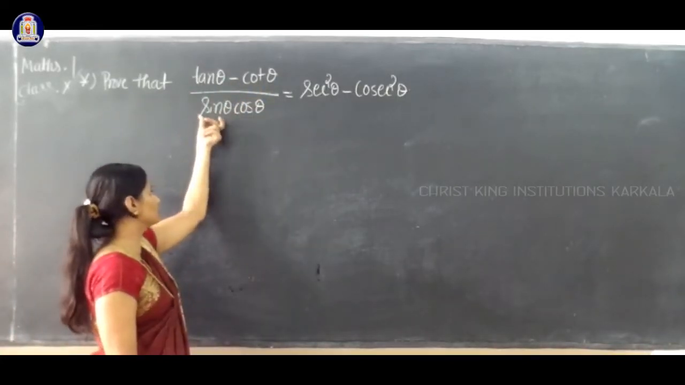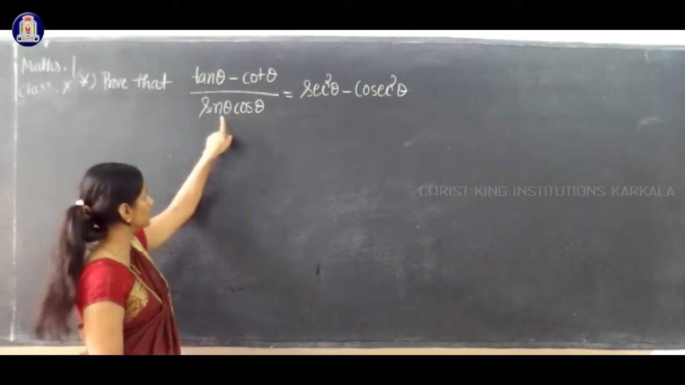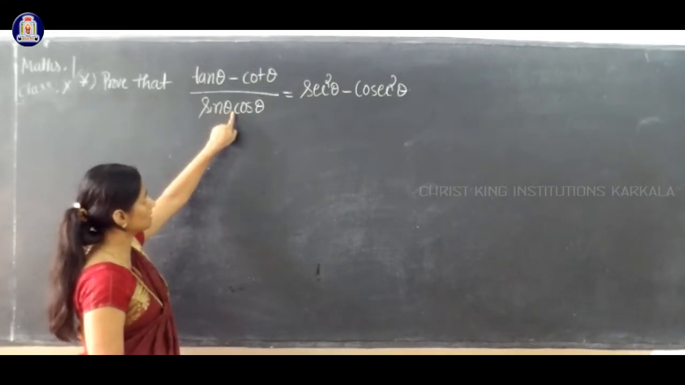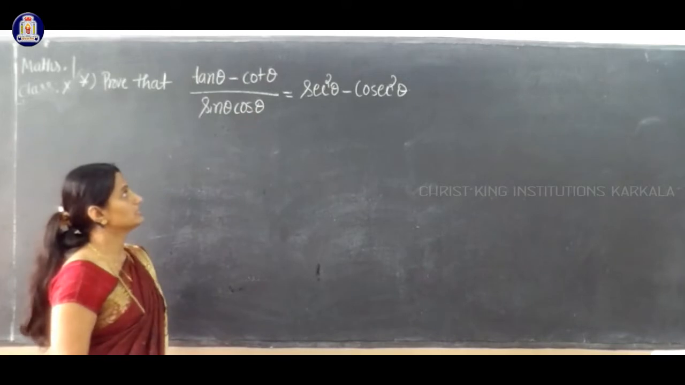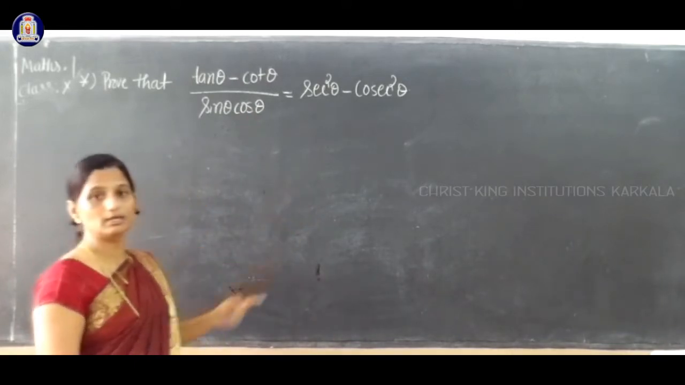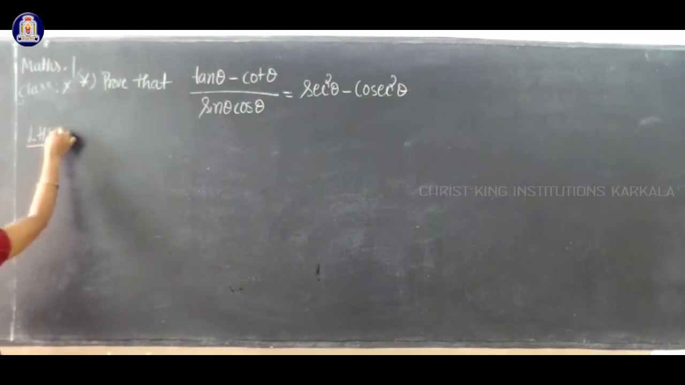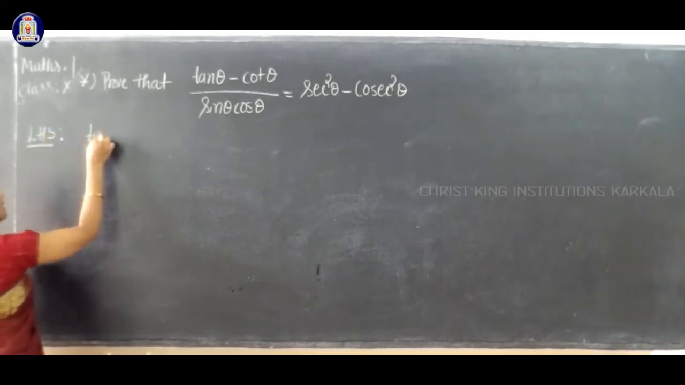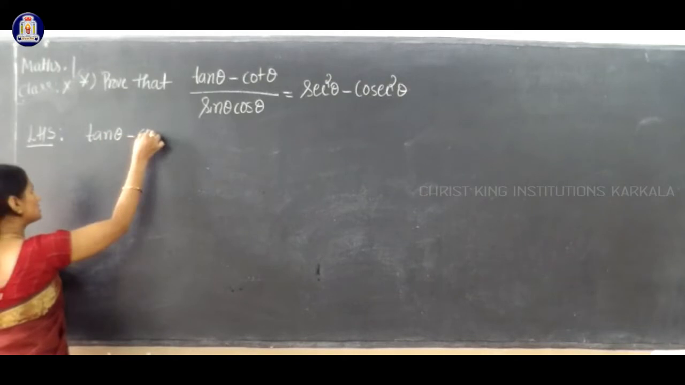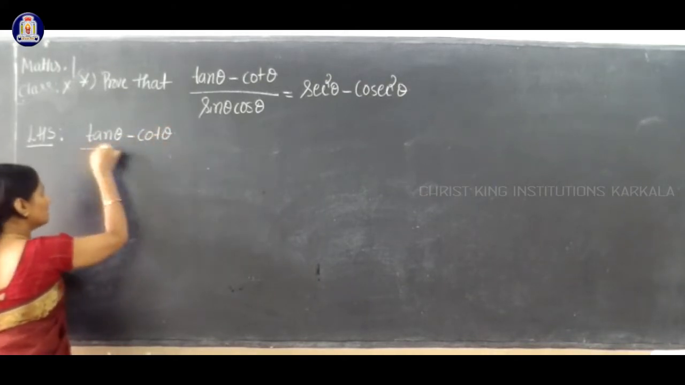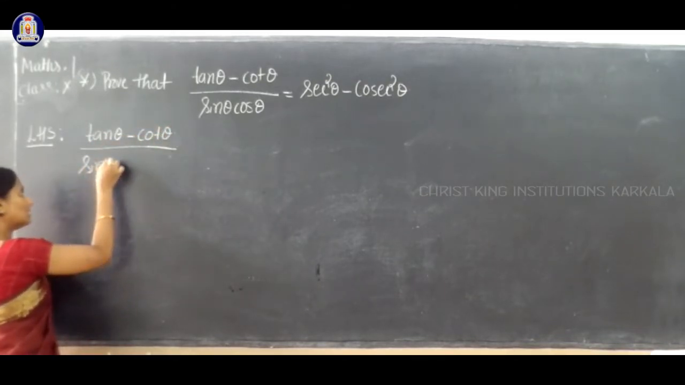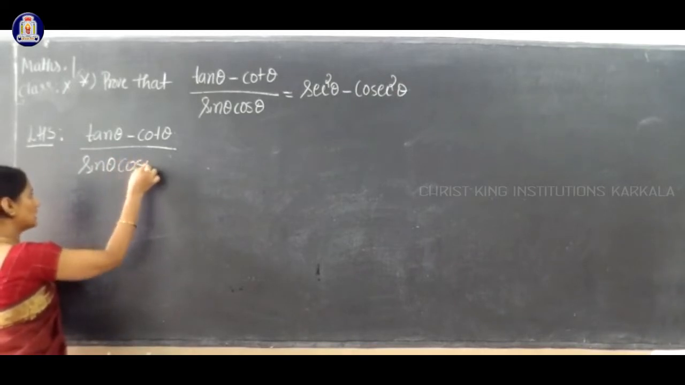Theta divided by sin theta into cos theta. This is sin theta into cos theta, which is equal to secant square theta minus cosecant square theta. So now take the LHS side. The LHS is tan theta minus cot theta divided by sin theta into cos theta.